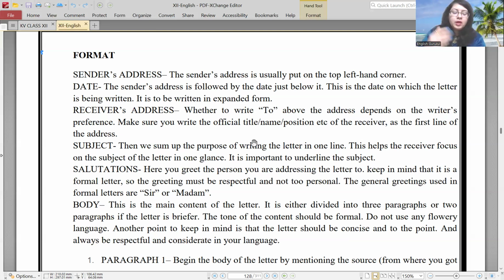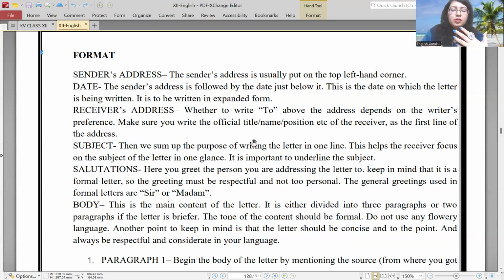Suppose I'm writing down the address, you are my employer, and I'm greeting you, right? So I have to keep in mind that it is a formal letter. So I have to use a formal tone, right? So the greeting must be respectful and not too personal. It shouldn't be too personal, as if I know you a lot, like some people do, because they read about the institution and about the organization, and then they try to be too personal.